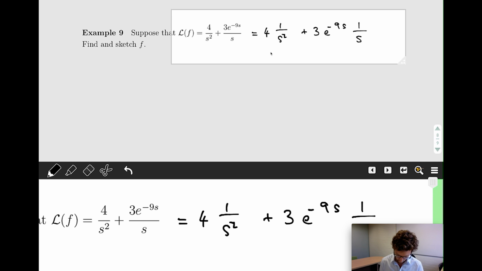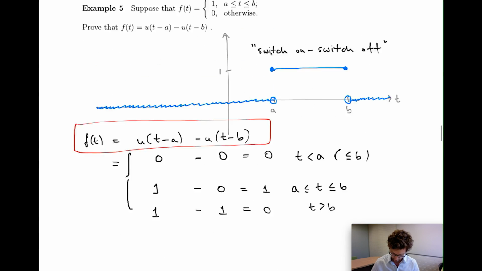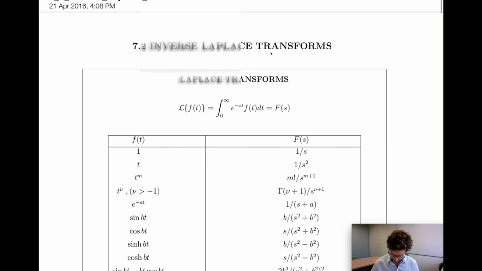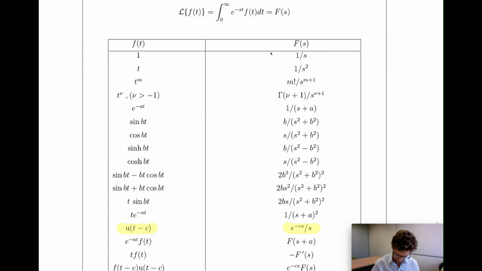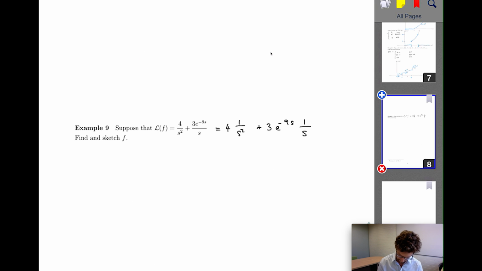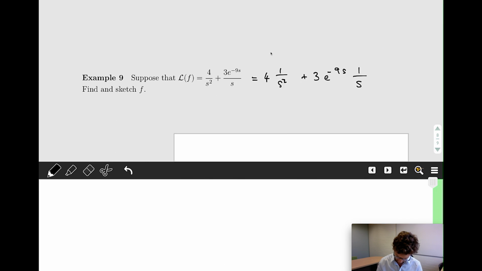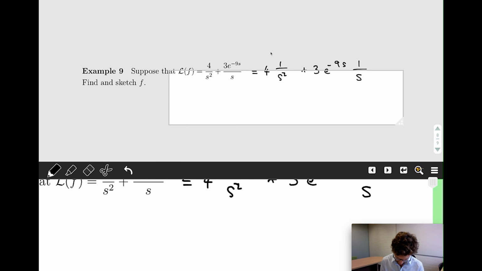So that first term, 1 over s squared, that's one of our tabled Laplace transforms. So the Laplace transform of 1 over s squared is right here. So its inverse Laplace transform will be t. So we've got that the function f of t is going to be 4 times t.